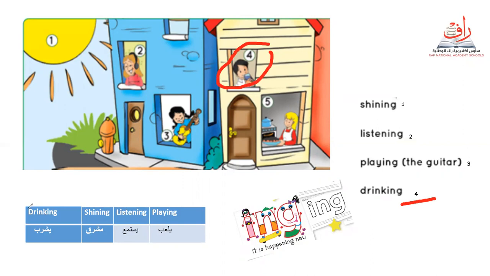These are the meanings, English and Arabic. Okay. And we should know that ing for these words is for something happening now. Anything I can see now, I can see what's happening now. I should put ing, like shining, listening, playing, drinking, something happening and I can see it. Okay, let's clean again here.